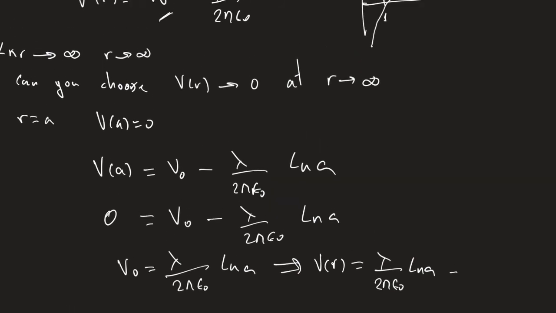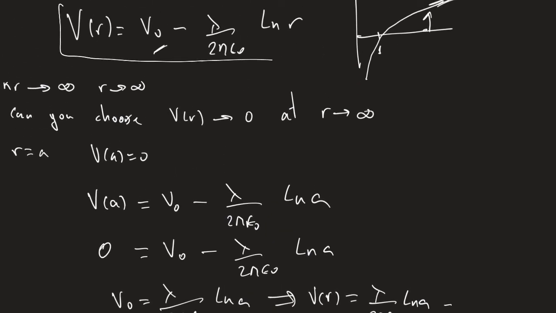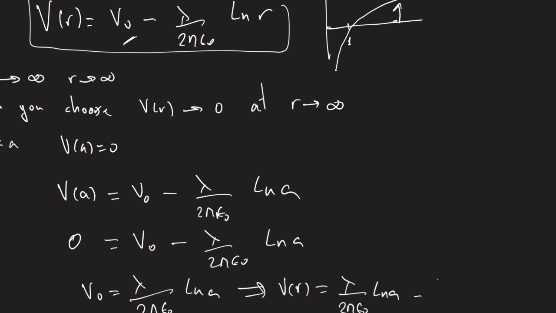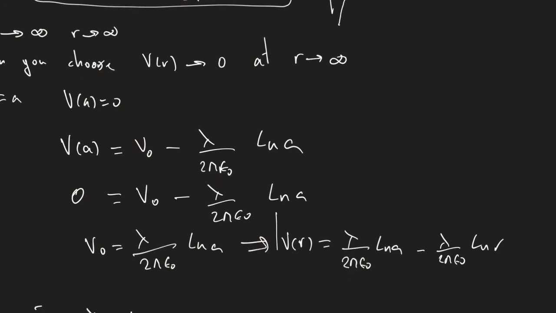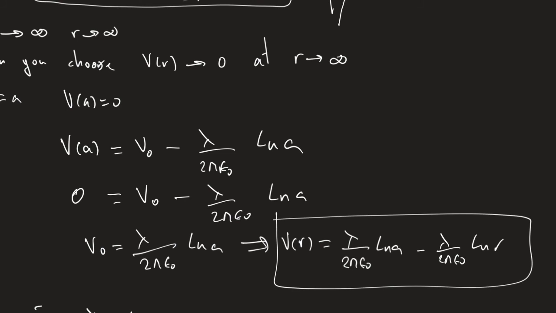So V of r will be lambda divided by 2 pi epsilon 0 times the log of a, minus, going back to your equation, you have just a constant 0 minus lambda divided by 2 pi epsilon 0 log of r. And this is the function that you can construct for this case.